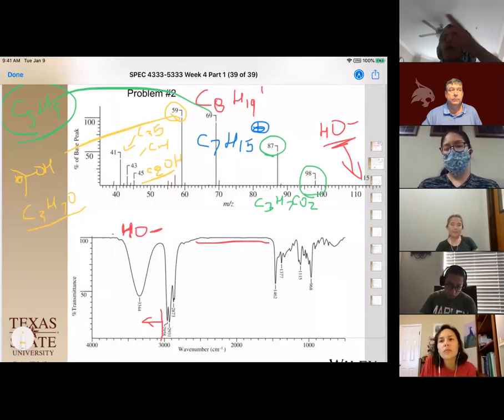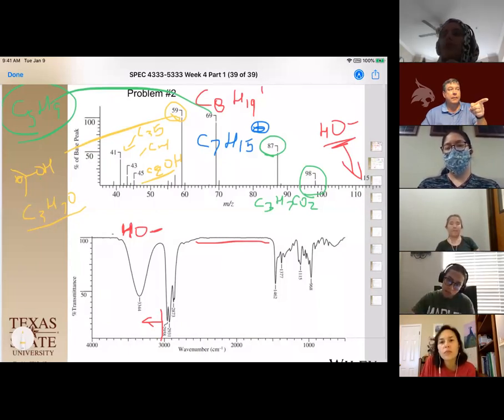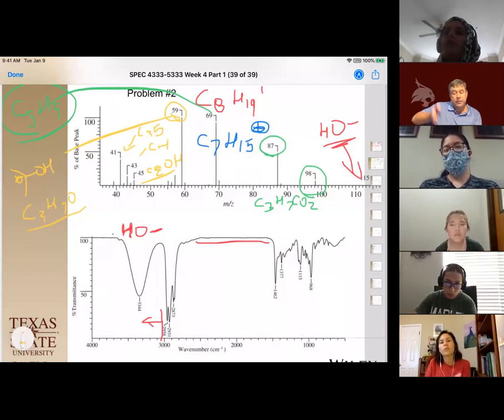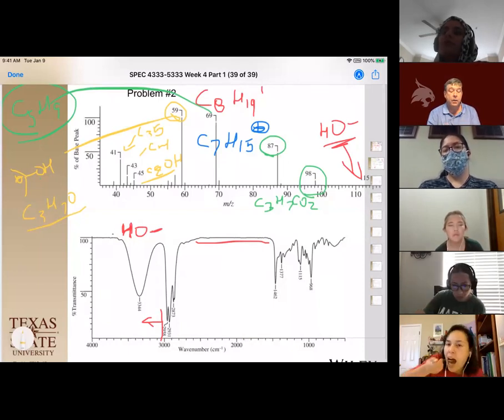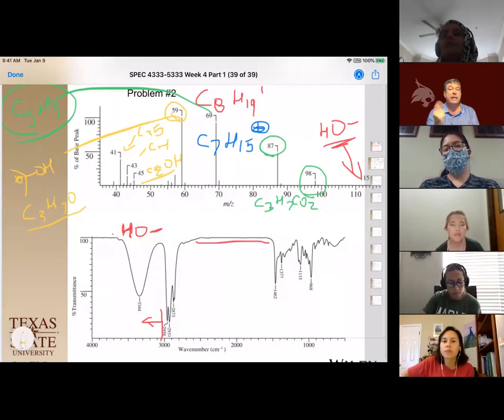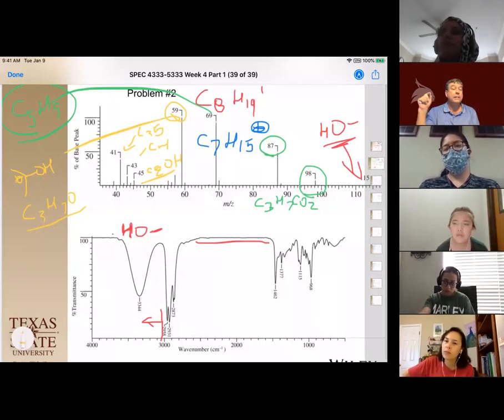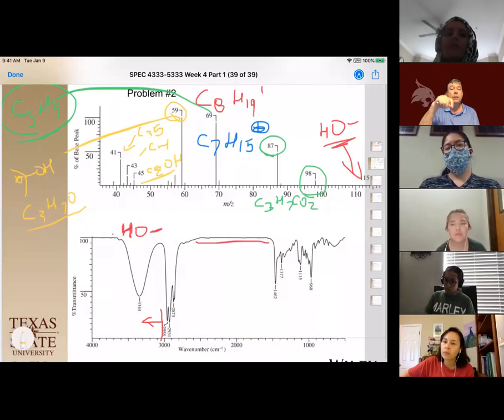A straight chain should have a lot of fragments in the reference of 14. Exactly, it's not showing here. You're not just seeing loss of water and clip, clip, clip off of CH2, CH2, CH2. We do not see that. So that tells us one of two things: either the alcohol is not at the end, or you have a branched alcohol of some sort.